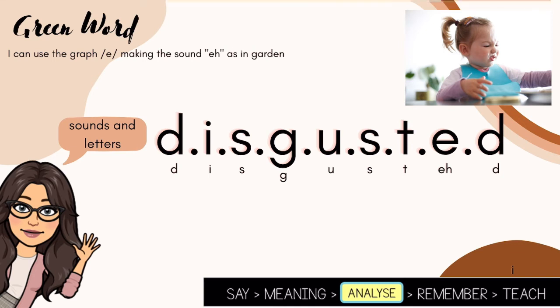You may like to break or segment this word up into 3 separate parts. So you may like to separate it with the DIS prefix, which is dis. You might like to have the gust, G-U-S-T, and then the E-D at the end, which is the suffix. D-I-S-G-U-S-T-E-D, disgusted.